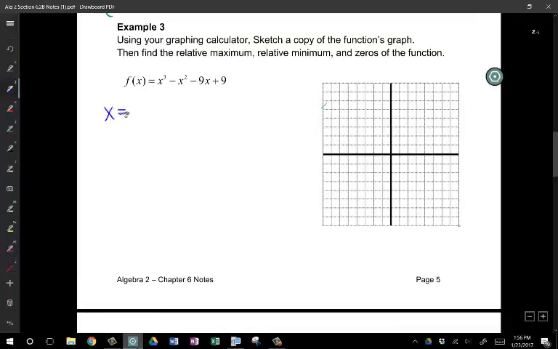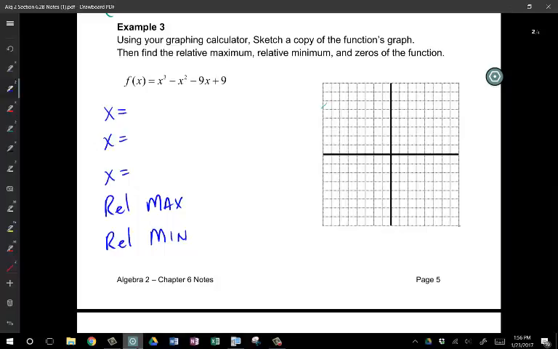We need 3 zeros. We need a max. And we need a min. Who's got some numbers for me? Kylie, which are you? The relative max. Relative max, go. Negative 1.439, comma, 16.901. Okay. What do you got? Okay, the middle one. The middle one is 1. Sorry, I thought you said 0.